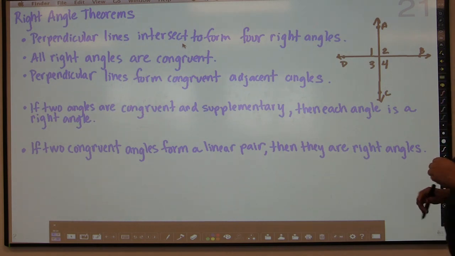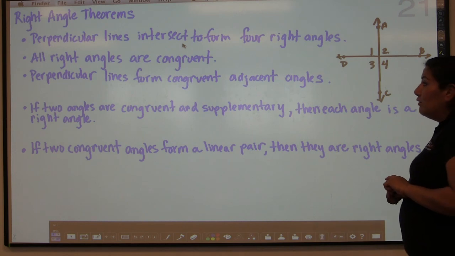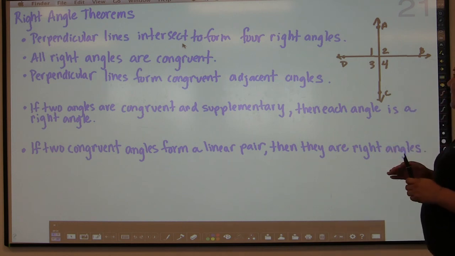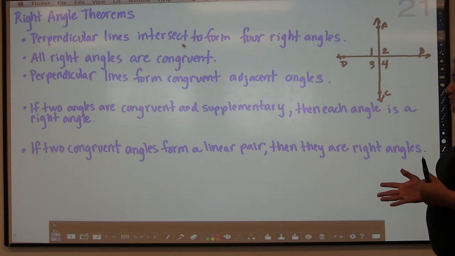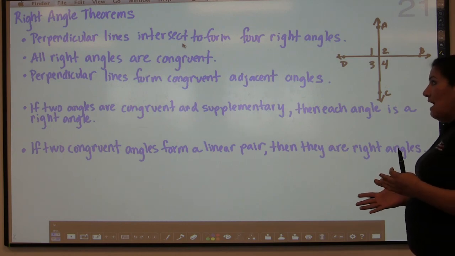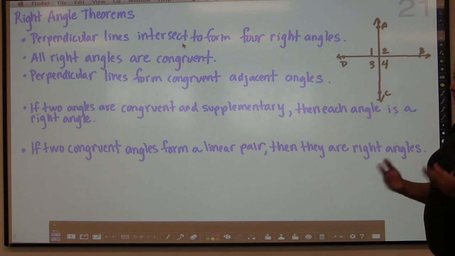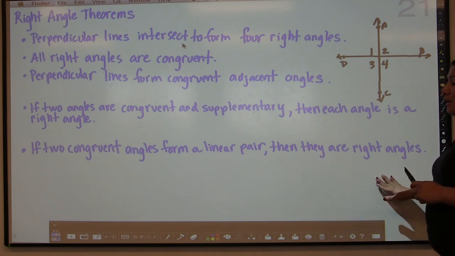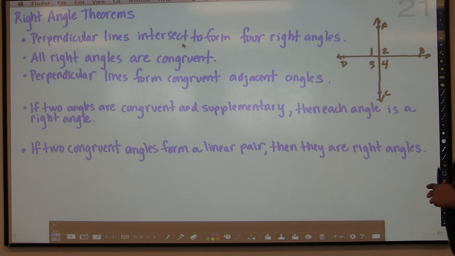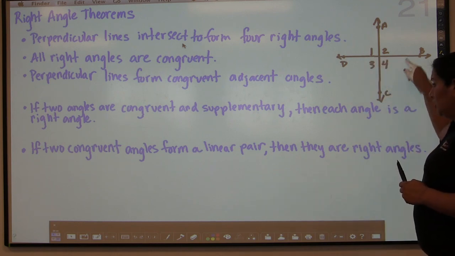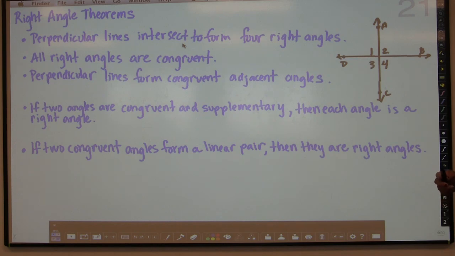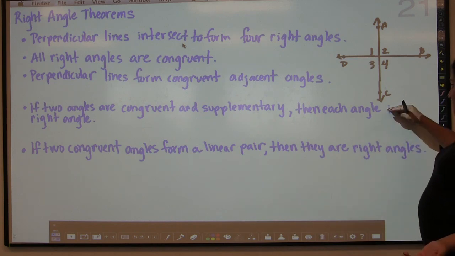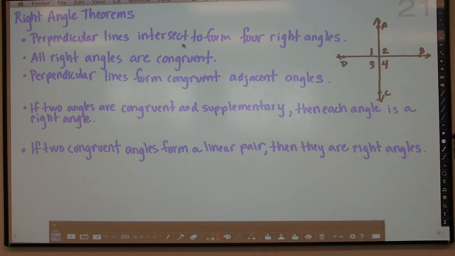Our fourth statement is if two angles are congruent and supplementary, in other words, they add up to 180 and they're both equal, then they have to be right angles. That should make sense. If two angles have to add up to 180 and they each have the same measure, then obviously each one is 90 and 90. And then likewise, our last one is if two congruent angles form a linear pair, that means they're automatically supplementary, and just as we saw in the previous one, they are right angles. Okay, so those are your right angle theorems.